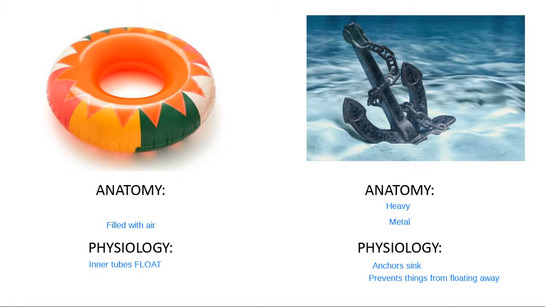When we talk about an inner tube, is this something that is heavy or light? Yeah, this is going to be super light, right? So this is going to be light. It's going to be easy to carry. Even my little four-year-old, she could carry around an inner tube. Now, she'd probably complain because it's really big, so she wouldn't want to carry it, but she could. She would not be able to carry an anchor. That's going to be way too heavy.